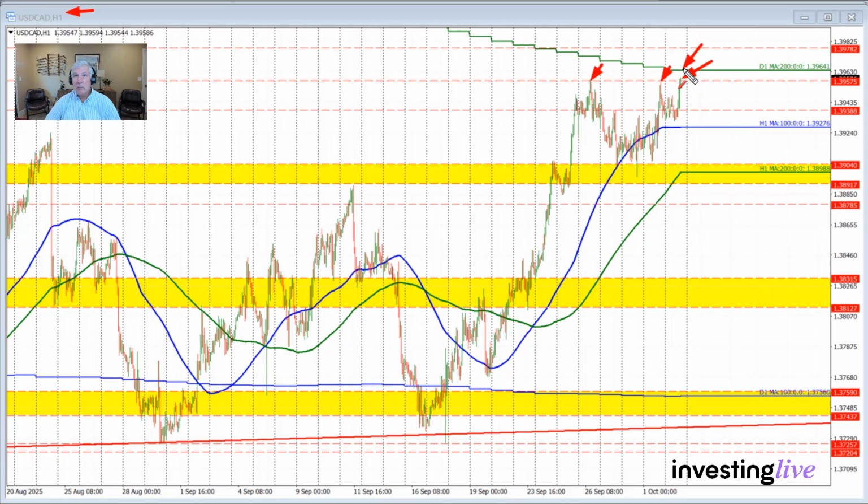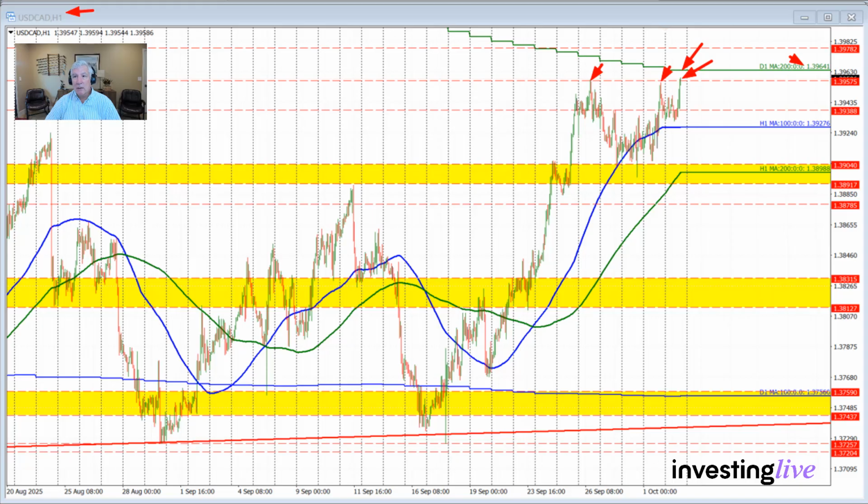But you see this green line here, right here, this represents the overlay of the 200-day moving average. That level comes in at 1.39641, and that's going to be a key target to get to and through. If we're able to get above that level, that opens the door for further upside momentum.